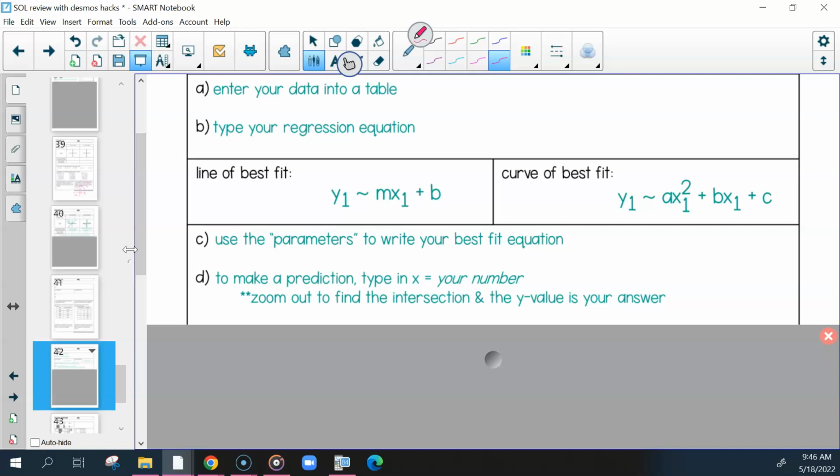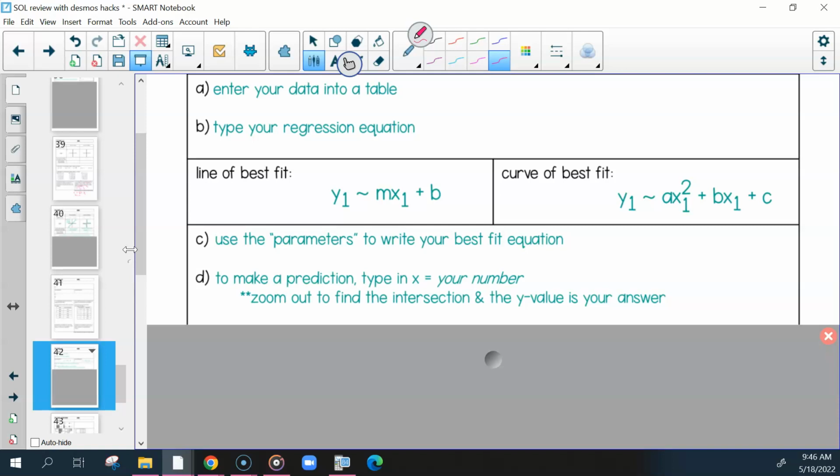So enter your data into a table, type your regression equation. That's either your line of best fit, y1 tilde mx1 plus b, or your curve of best fit, y1 tilde ax1 squared plus bx1 plus c. Wait, can we learn this? Yes. When it says use the parameters, that's just the a, b, and c, or the m and b values Desmos gives you to write your best fit equation.